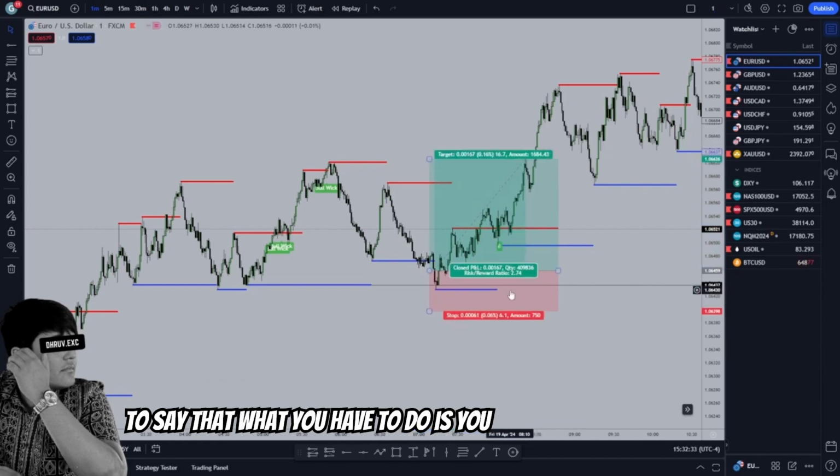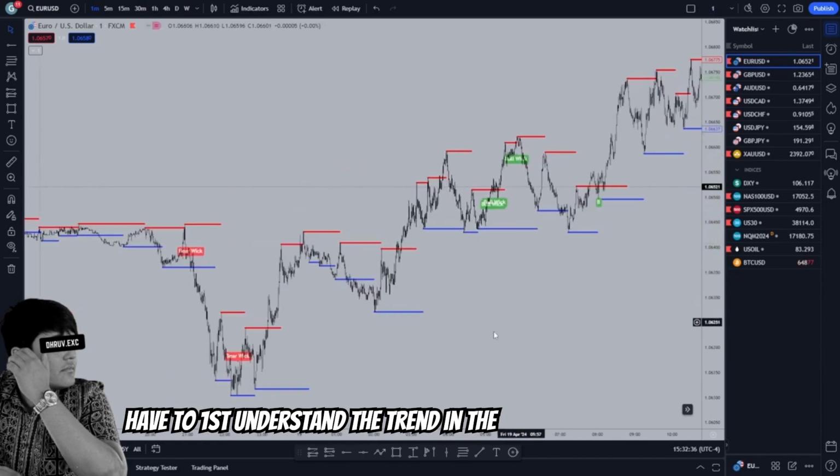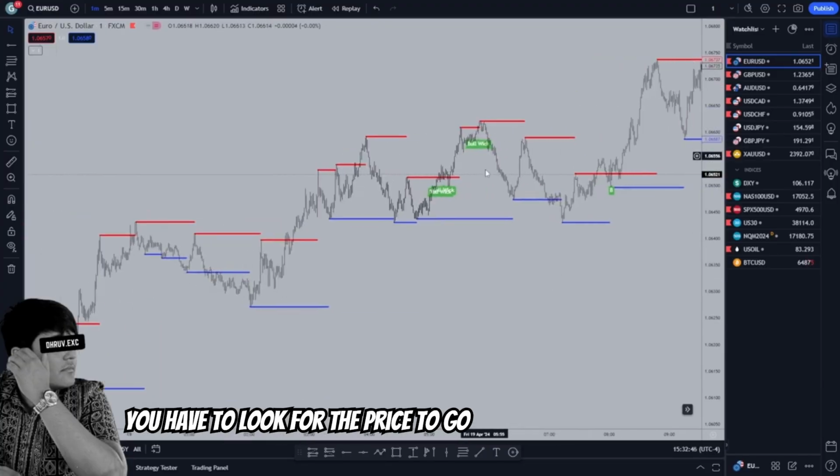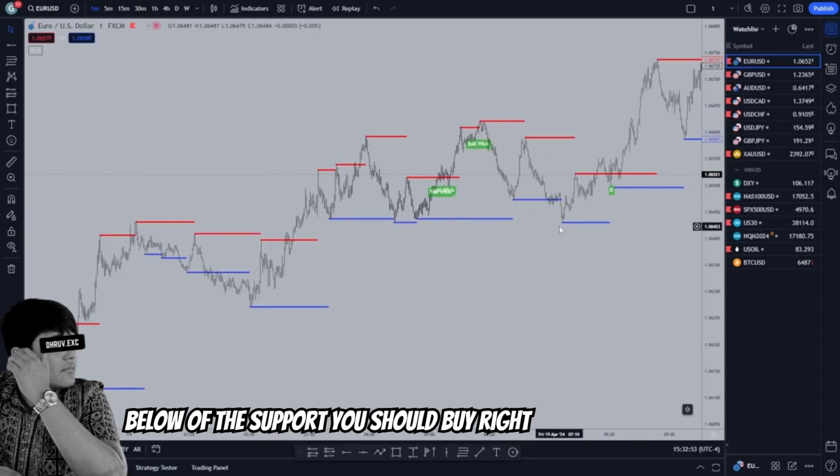What I'm trying to say is that you first have to understand the trend in the market. What's the trend? What's the order flow? What's the bias? If the bias is bullish, you have to look for price to go below these lines, below this support. When price goes below this support, you should buy right there.